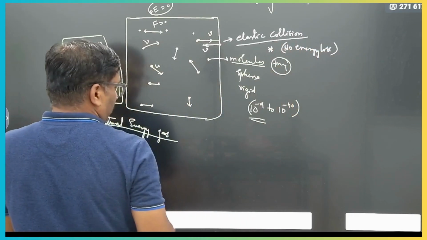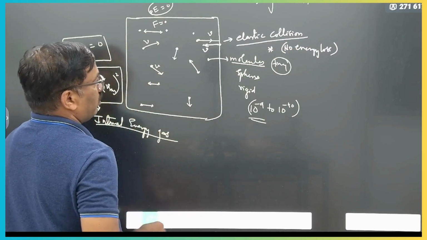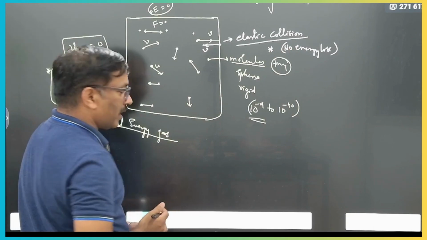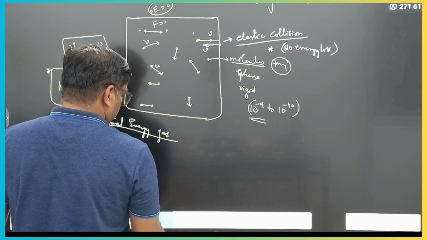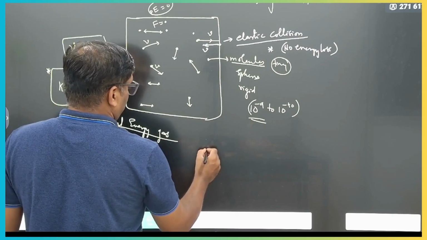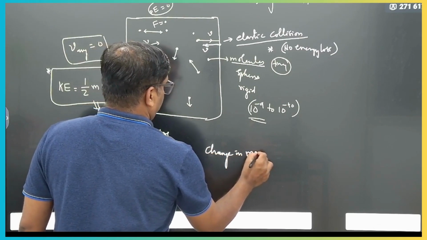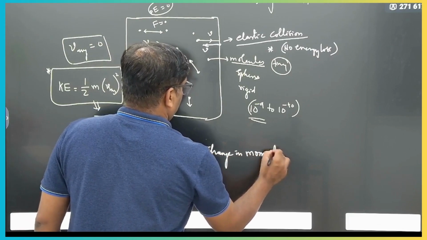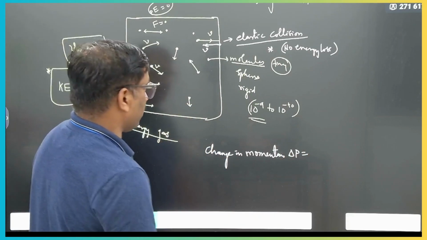But when a ball comes, hits, and rebounds back with the same speed, it creates a change in momentum. What is the change in momentum? Change in momentum is final momentum minus initial momentum. How does the change in momentum take place?